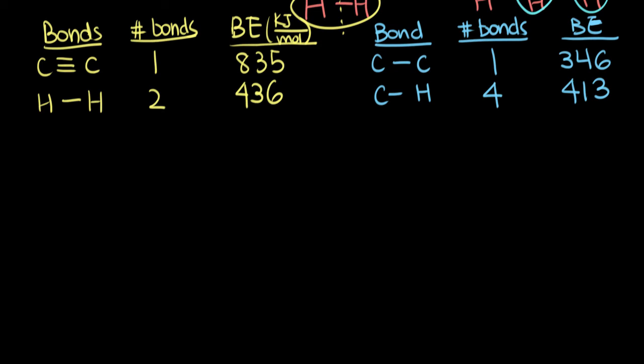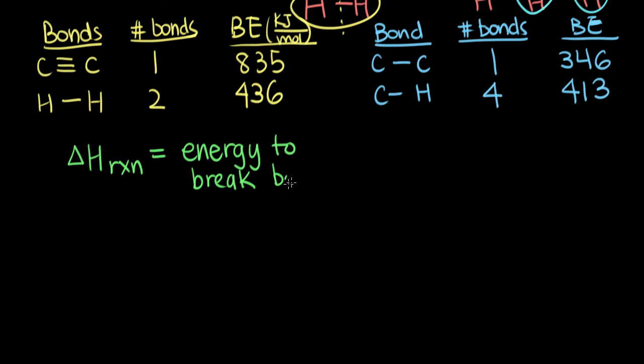So now we can take all of this information and put it together to calculate delta H of reaction. If we're thinking about it in terms of bonds made and broken, delta H of reaction is the total energy change during a reaction. And so it's just the energy it takes to break all of our bonds in the reactants, so to break this carbon-carbon triple bond and the 2 hydrogen-hydrogen bonds, plus the energy it takes to make the new product bonds.